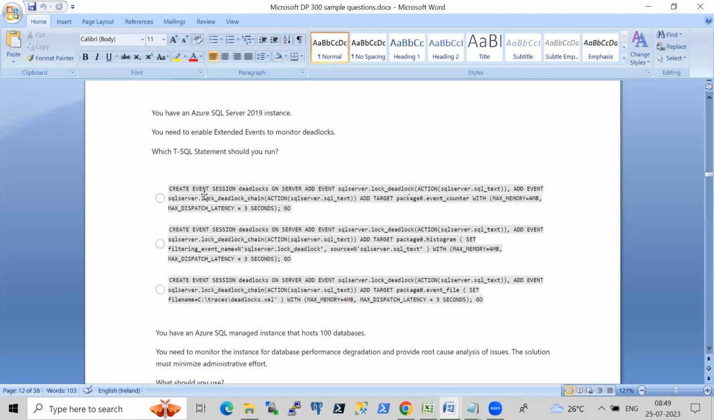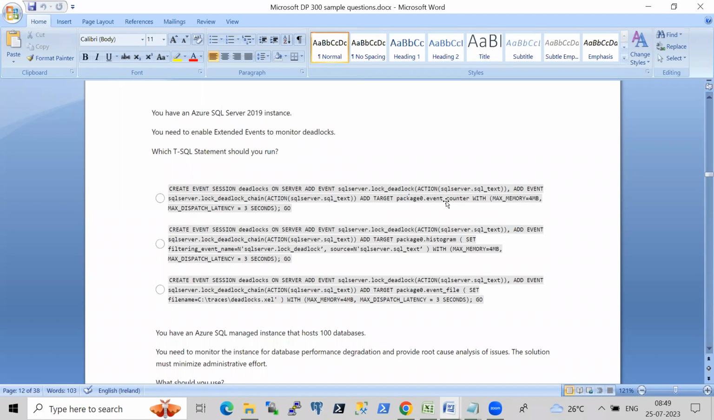Okay, if I am in your place and I'm not sure about the T-SQL statement for deadlocks with respect to extended events, I'm just showing you how I will get rid of the options. He's talking about deadlocks on a 2019 instance, so it is on premises. Histogram is a different story, where you configure a histogram when you want to see what happened back and forth. It's a different way. We'll talk about that in upcoming classes if time permits.